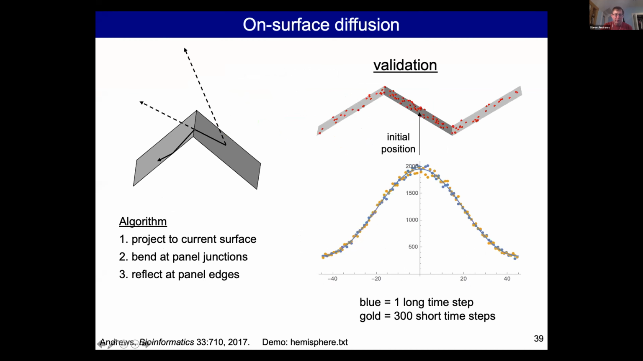Or you can have on-surface diffusion. A molecule is on the surface and diffuses, and this looks at how you do it accurately. Well, it has to go from here to here, and then go to here, and bounce off the edge. So it has to work out, took a bit of work, but works out very well. It can do quite large time steps and do it accurately with large time steps. So the blue dots show one long time step, goes here to here in one step. The gold dots show many small time steps, and the solid line shows theory. It's all the same, obviously.